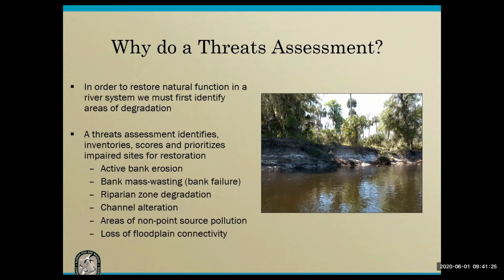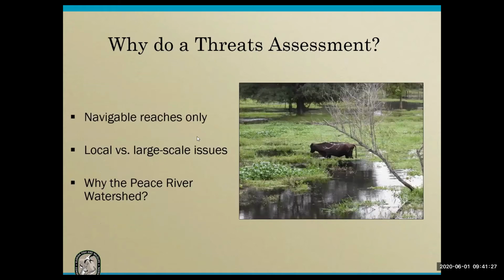Next slide, please. And then just carrying on a little bit about the background of it. So we covered the navigable reaches only, so basically focusing on the main stem river and some of the larger tributaries. And it's important to differentiate between localized and large-scale restoration issues. We're identifying localized areas of degradation. And of course, large-scale issues might be more suited to GIS analysis or watershed analysis. And really, that's where this project started.